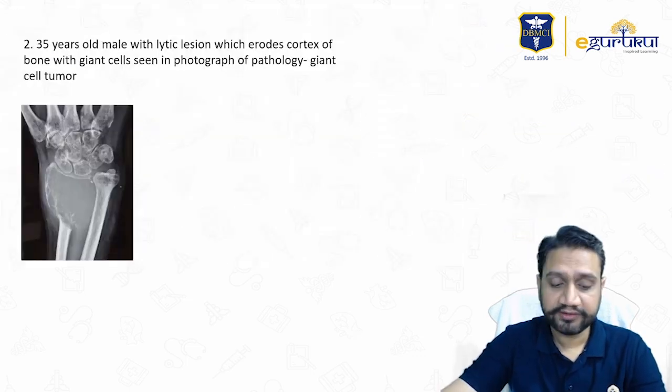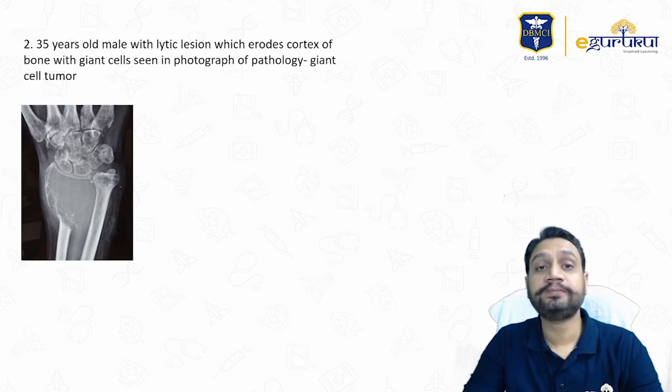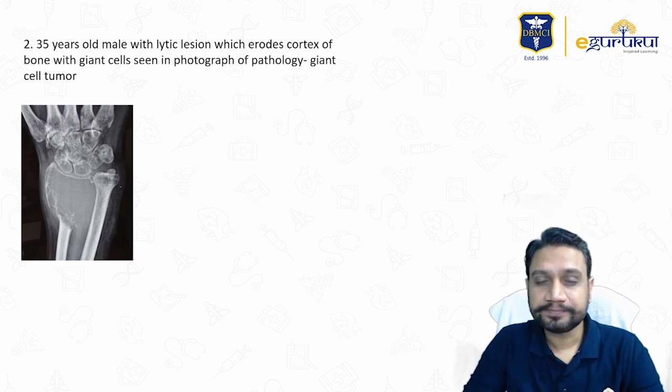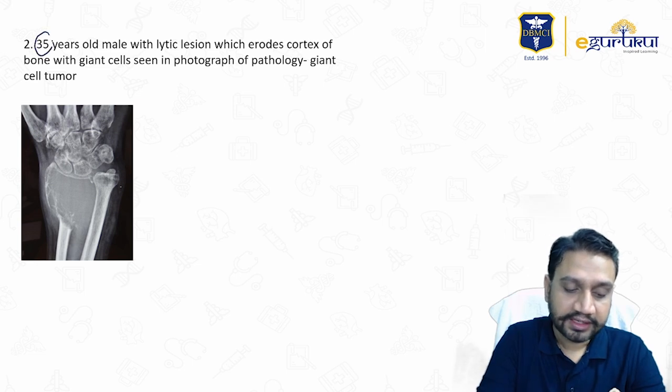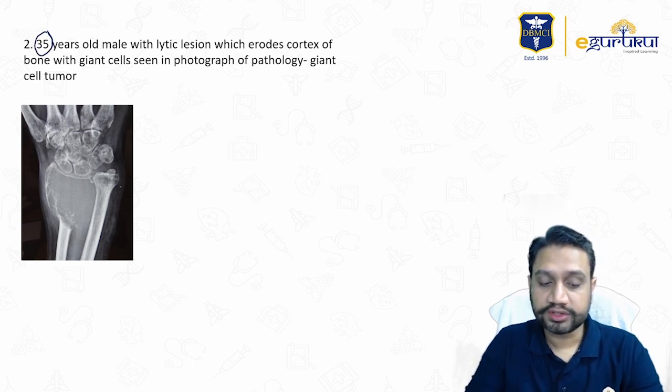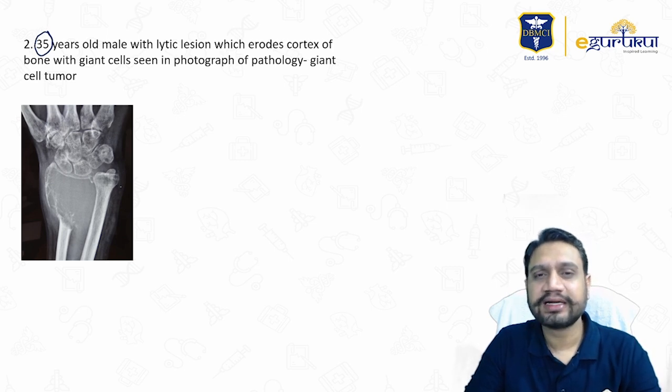Second question, a 35-year-old male with a lytic lesion. Okay. So there was an image given. 35 years is the age given. A lytic lesion which erodes the cortex of the bone, with giant cells in the photograph of pathology. What exactly is it? So they had asked you another question which showed that there is a 35-year-old male who was having a lytic lesion extending from the epiphysis to the metaphysis. That was the kind of question given.